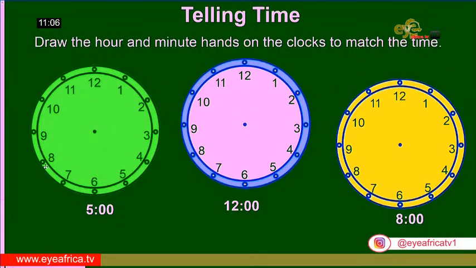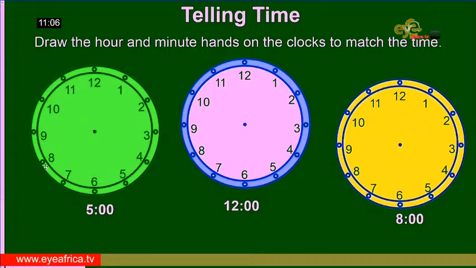Okay, now let's look at what we have in this slide. It says draw the hour and minute hand on the clock to match the time. Now if you look at those clock faces, it's saying we draw the hour and the minute hand using the time that we have, because each of them has a time. We can draw it here. We can also use this clock face to answer the question.